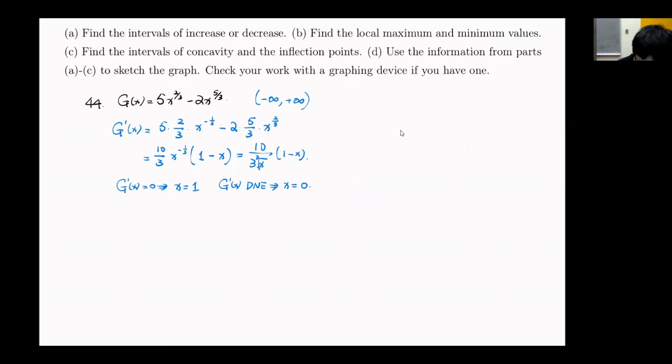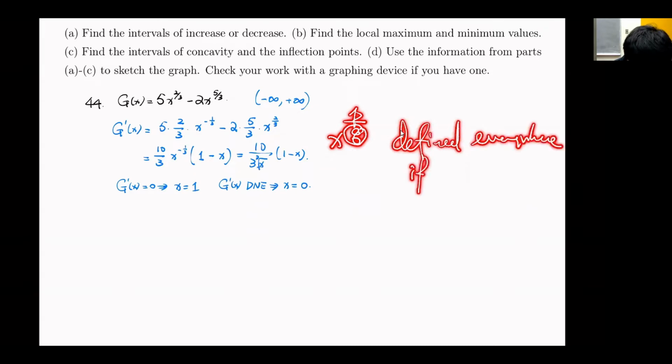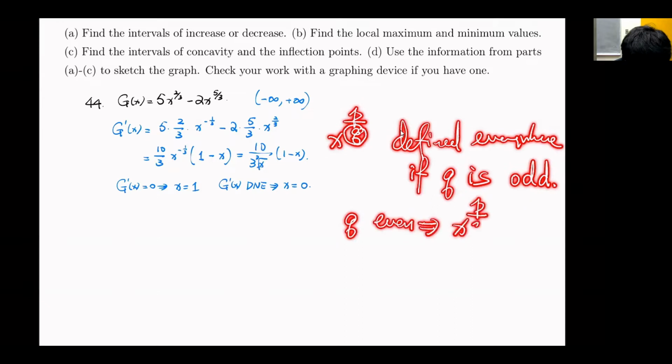So remember, when you are dealing with a power function whose power is a rational number p over q whose denominator is an odd number, then this function is defined everywhere. If q is odd. So if q is even, this means x to the p over q is defined.